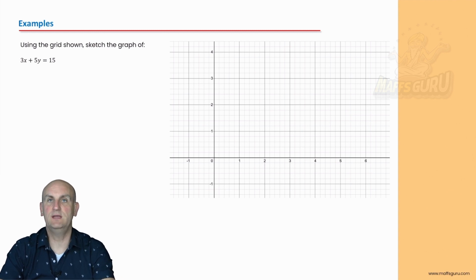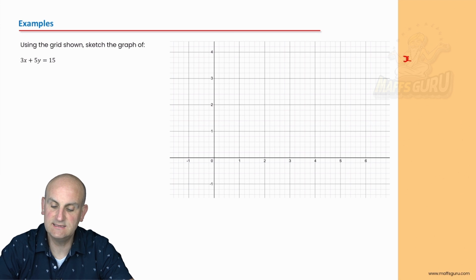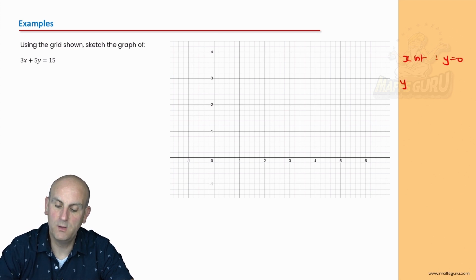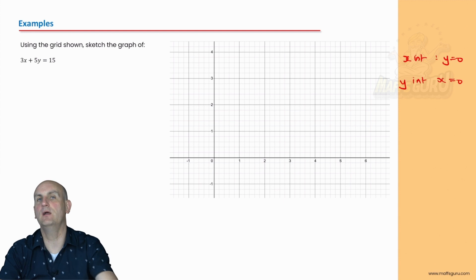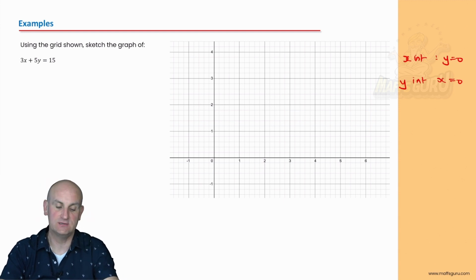3x plus 5y equals 15. We're going to use intercepts. And what do I know about my intercepts? I know that my x-axis intercept is when y is equal to 0. My y-axis intercept is when x equals 0. And you'll notice I will write that down every single time. It's training my brain to get this right.